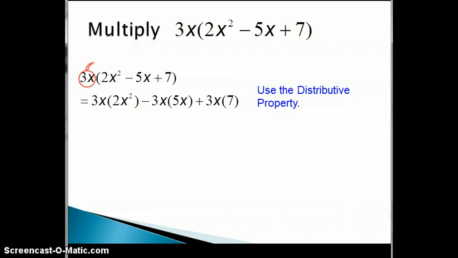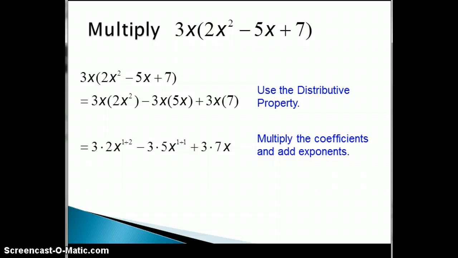So to multiply a monomial times a polynomial, we're basically just distributing the monomial through the parentheses. So for this one, we'll multiply 3x times 2x squared. Then we'll multiply 3x times negative 5x, so that's going to give us a negative answer, so we put a subtraction sign in front of that product. And then we multiply 3x times 7.